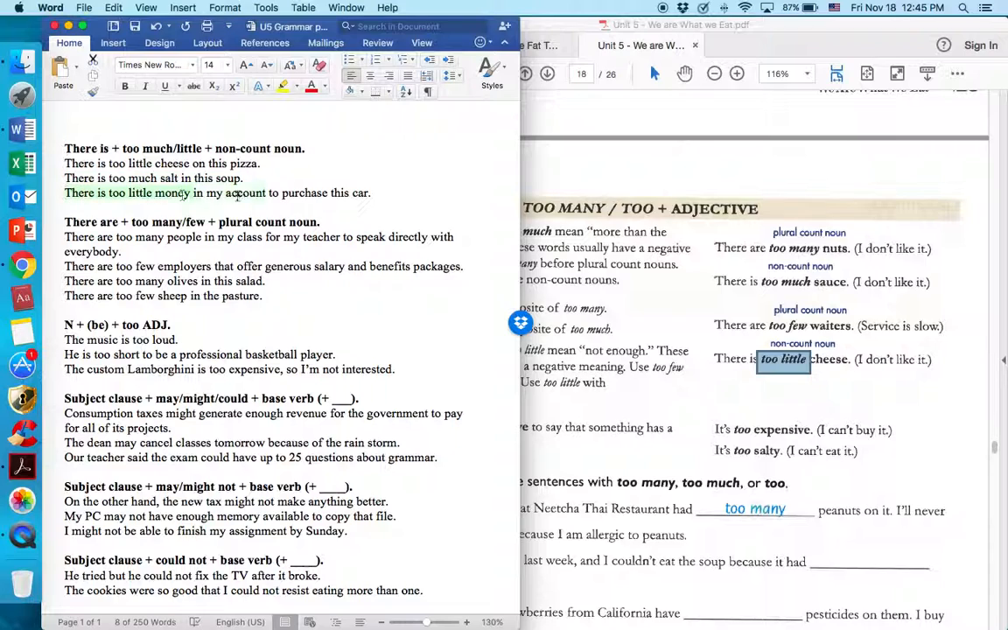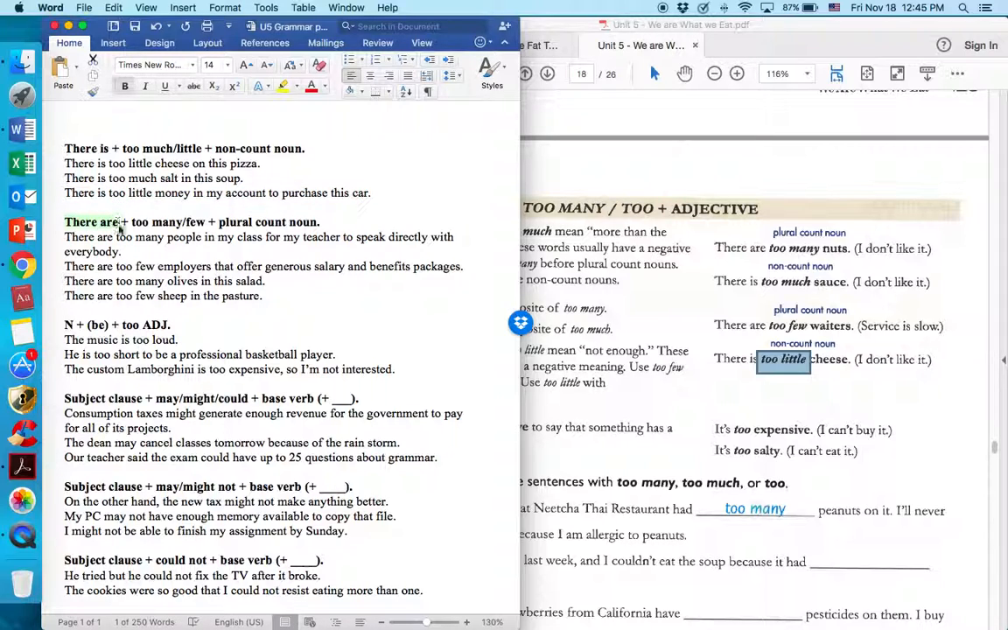There's too little money in my account to purchase this car. Again, using there is in every case with the non-count noun. Too little money in my account means I don't have enough money in this account to buy this car. It has a negative connotation.